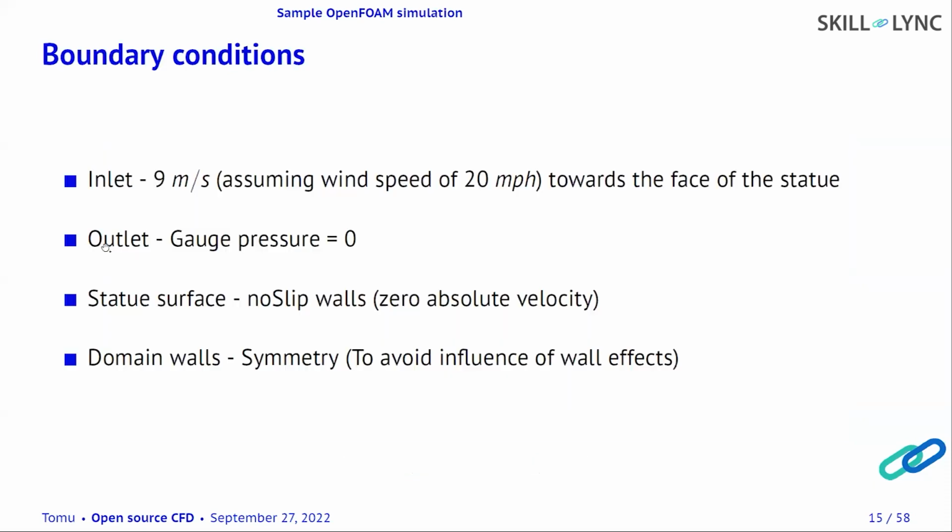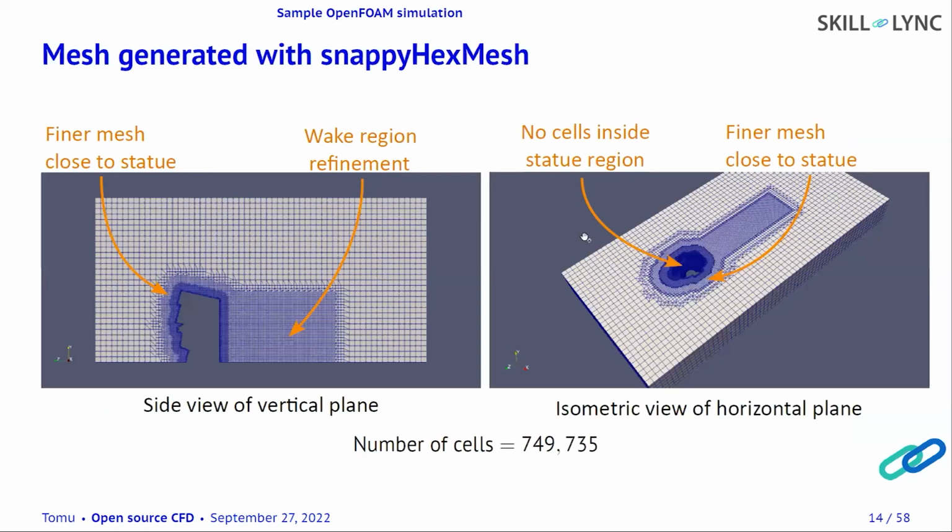Okay, so first we are using snappyHexMesh, not blockMesh, because here the model itself is slightly complex, so we can't use blockMesh in this case. This is the mesh that we have generated. Here you can see in the statue region there is no cell, because there is no flow of air through the statue. That's why there are no cells inside the statue.